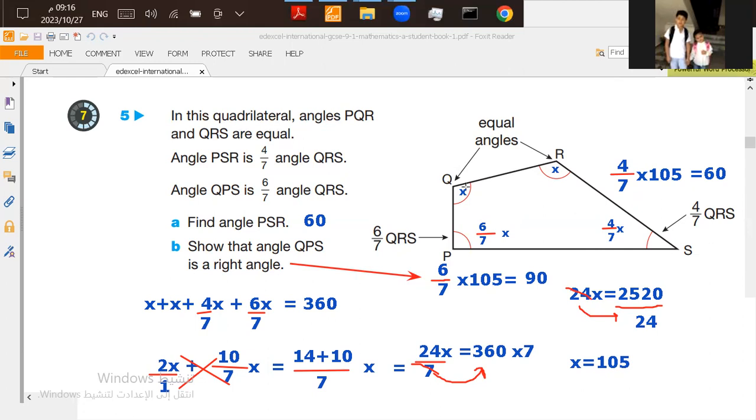First step, we made expressions of the angles. Then we added them together and got 360, as expected. We solved the expressions by adding like terms. We found x at the end, and then we substituted x here to find PSR. And then we substituted here to make sure, or to show, that this one is a right angle. And this is how you answer a question like this. Now, let's move on to the next question.